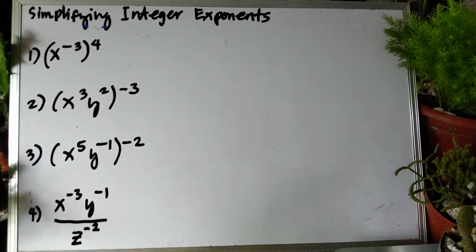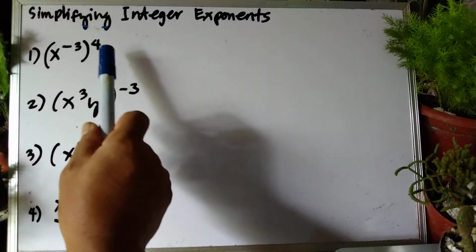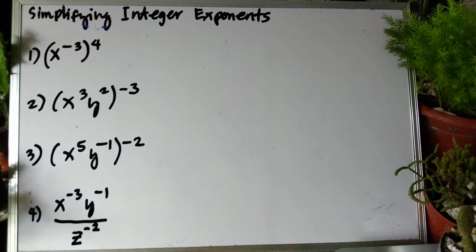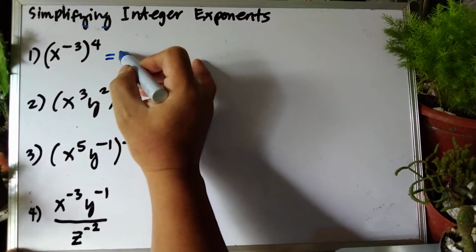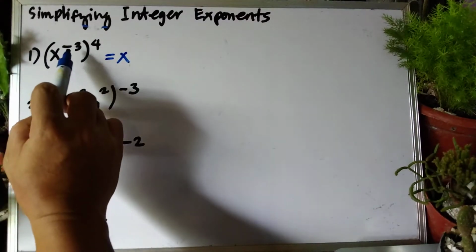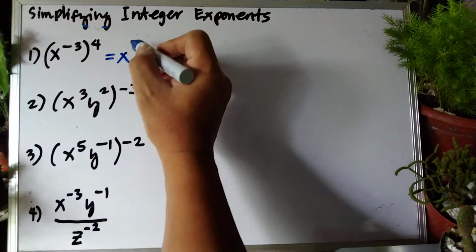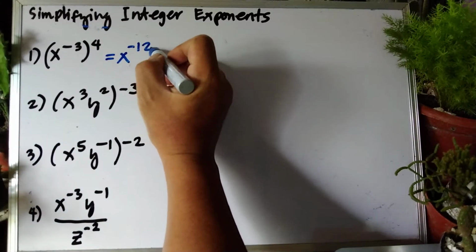Okay? So, in number 1, you are given x to the power of negative 3 raised to the fourth exponent, or the power of a power. So, what we're going to do here, we just simply multiply the exponents. So, here, we copy x, then we multiply. Negative 3 times 4, you have negative 12.